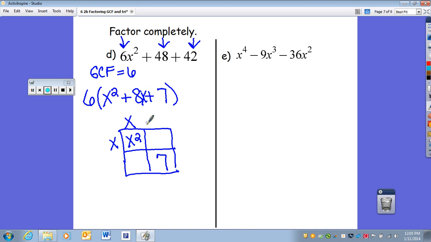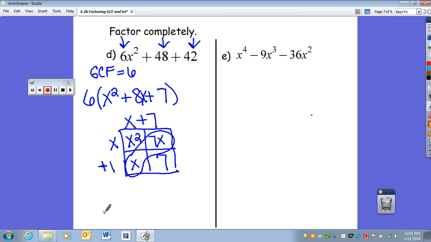7 times 1 will give us 7, and when I add them together, I get 8. So this will be a positive 7 and a positive 1. And again, it doesn't matter which order we put these in. The 7 could be here and the 1 here. So let's check. 7 times x is 7x, and 1 times x is 1x. And when I add them together, I get 8x.